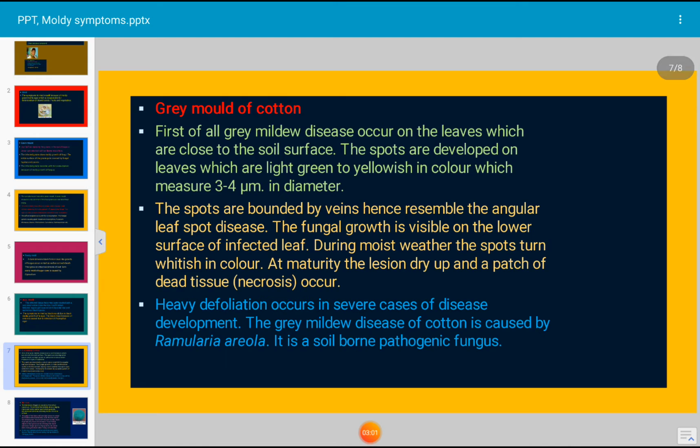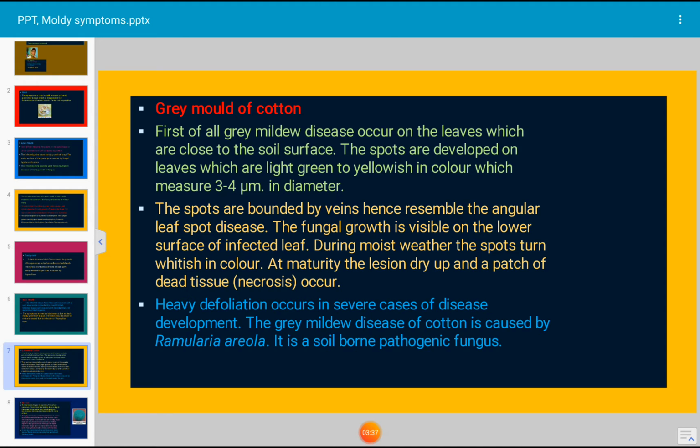Grey mold of cotton. First of all, grey mildew disease occurs on the leaves which are close to the soil surface. The spots developed on the leaves are light green to yellowish in color, and measure 3 to 4 mm in diameter. The spots are bounded by veins, hence resemble angular leaf spot disease. The fungal growth is very visible on the lower surface of the infected leaf. During moist weather, the spots turn whitish in color.